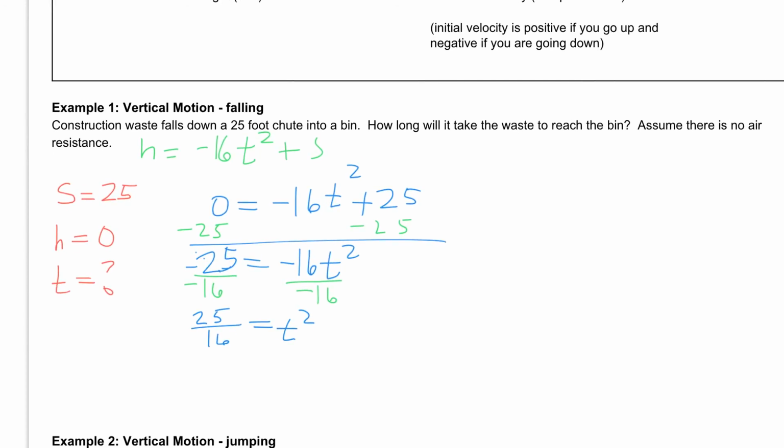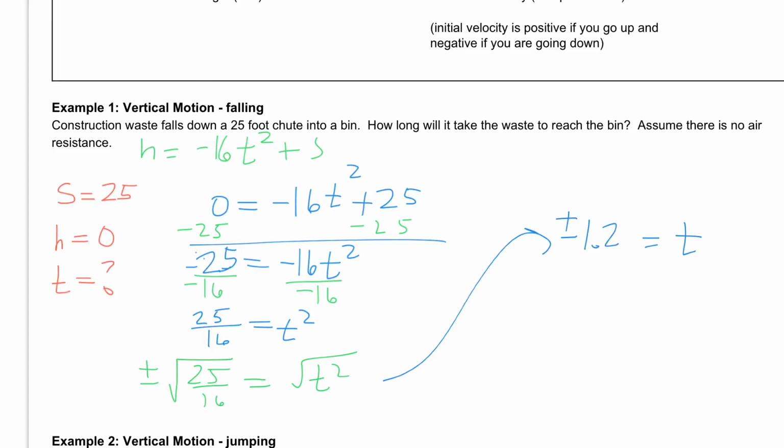And then what we want to do is take the square root of both sides. So we'll take plus or minus the square root of 25 over 16 and the square root of t squared. Now remember, the square root undoes the square, so that t on the right-hand side is going to come out by itself. And the square root of 25 over 16 would give us plus or minus 1.25. And when we're thinking about time, time is never going to be a negative number. So the only answer we want here is the positive answer. So we can answer that it would take 1.25 seconds for that to fall.